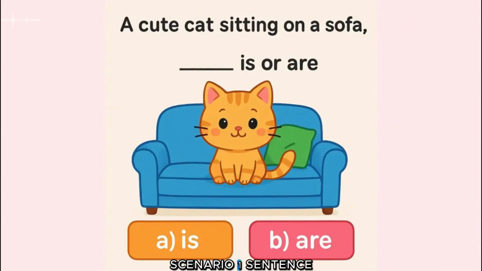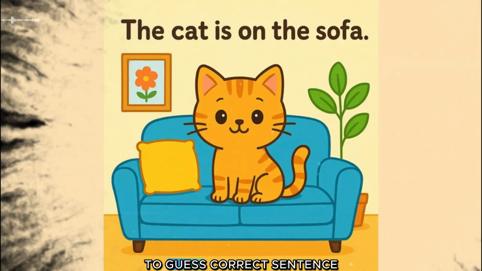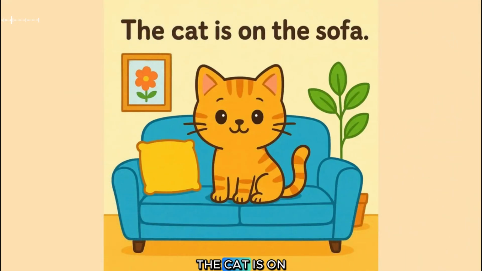Scenario 1. Sentence. Multiple choice. Guess the answer. The cat blank on the sofa. A: is, B: are. Take a few seconds to guess. Correct sentence: The cat is on the sofa.